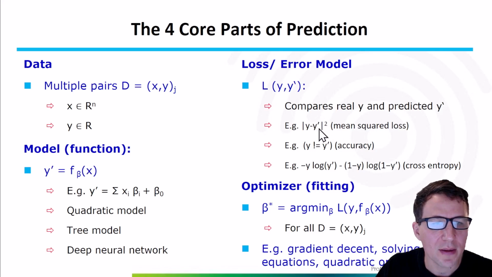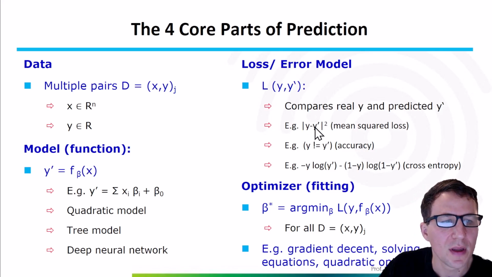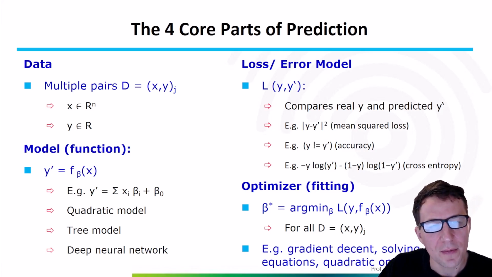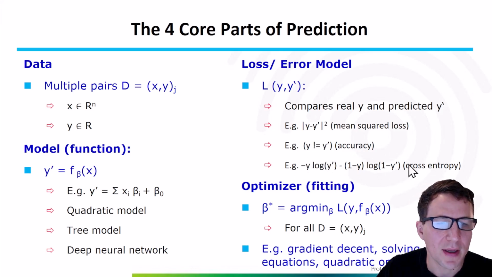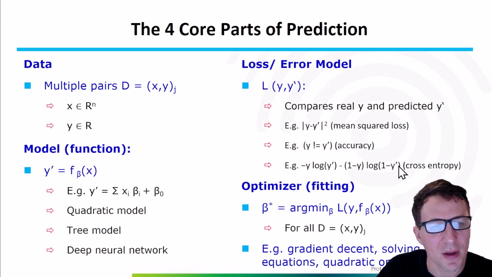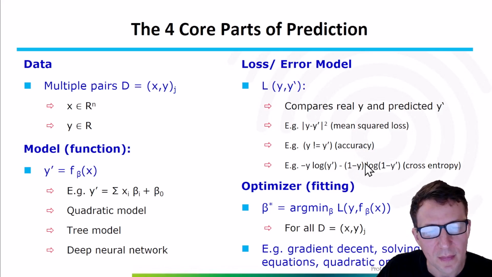A typical way for numerical y's would be to compute the mean squared loss: the difference between these two, which you then square, and then you sum up over all your data points. For categorical variables, you could compute the accuracy, for instance, or the cross entropy, which is very similar to the accuracy. It has a few numerical properties. More precisely, it's differentiable, so it can be used to further improve the model performance. That's the loss: how good are your predictions?